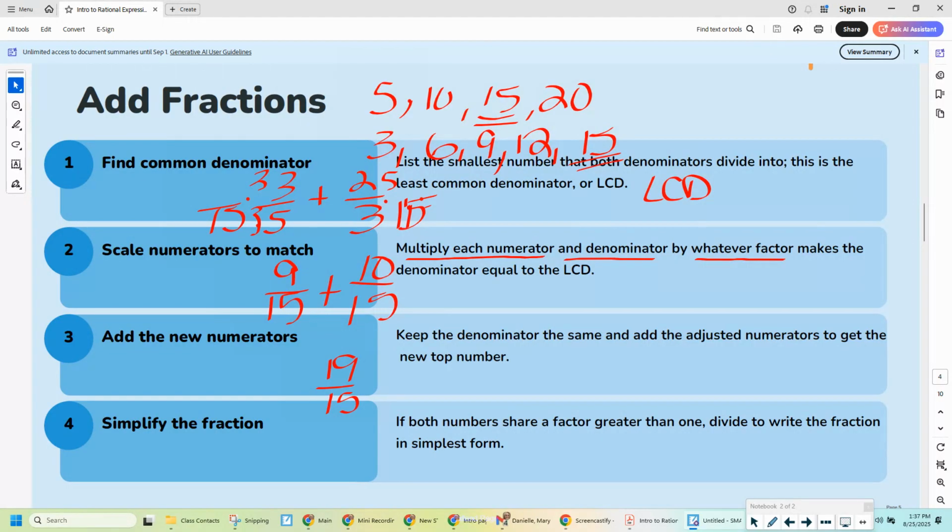And then we want to simplify the fraction. If both numbers share a factor greater than 1, divide to write the fraction in simplest form.